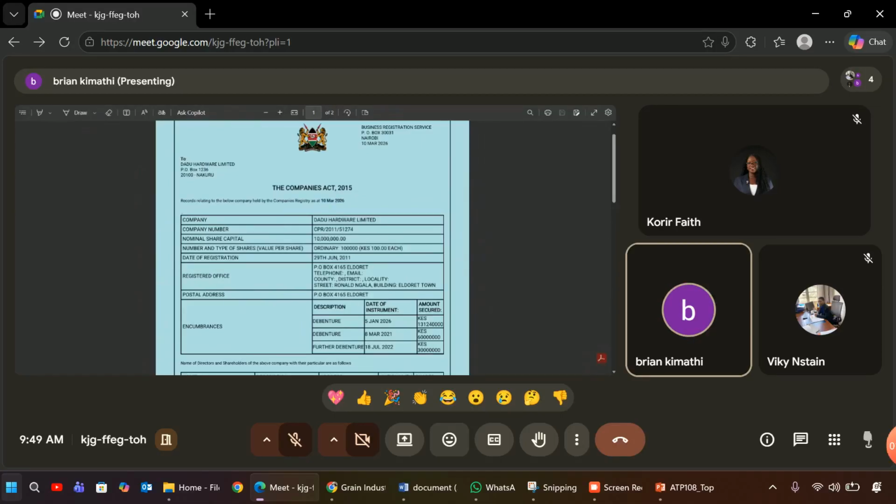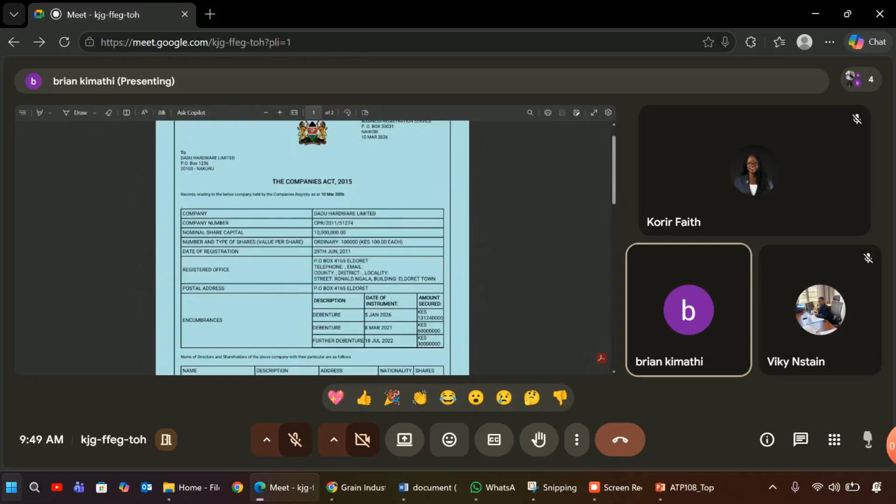And I will give you a reason why. So I will get back to that when I get to encumbrances. The reason why they require a current CR12. They don't want one you produced last year, they want one from 3 months before today. So if you have come here today, just give us a CR12 generated in the last 3 months. So the company name, then the company number.